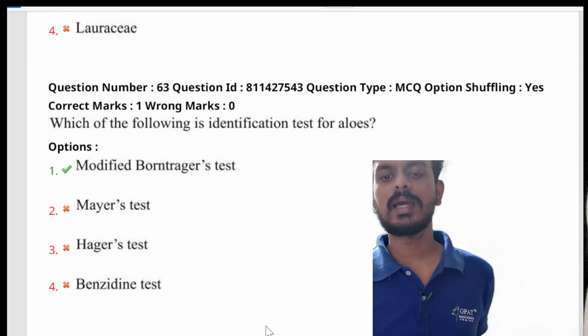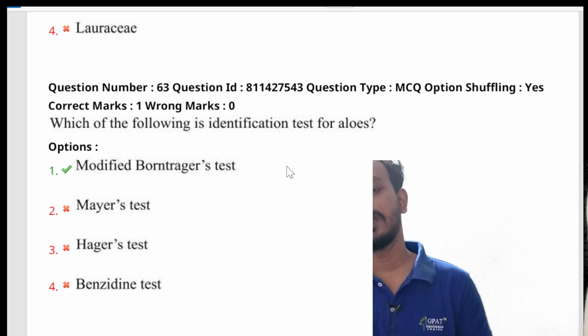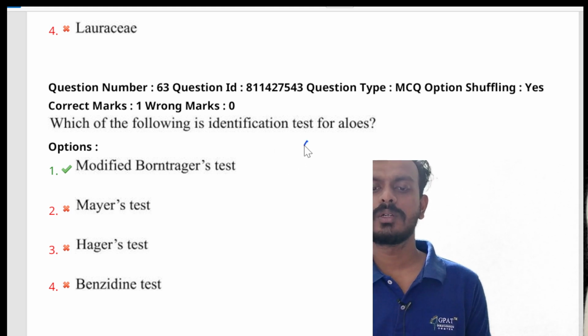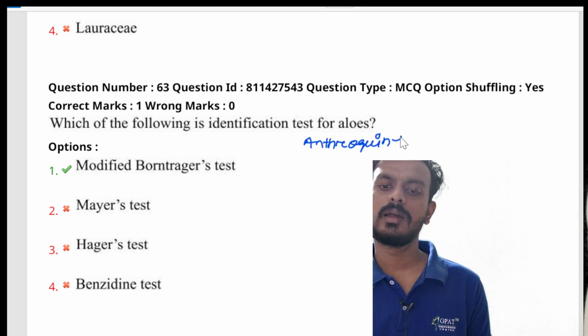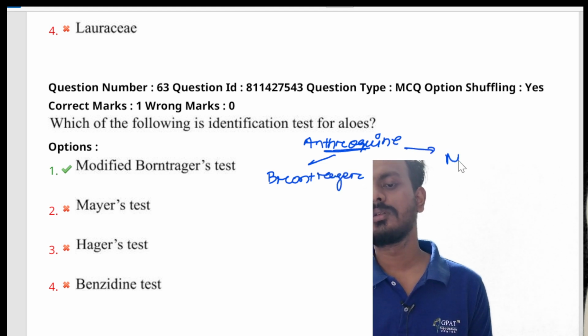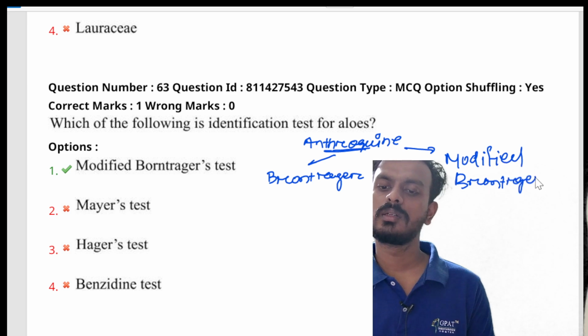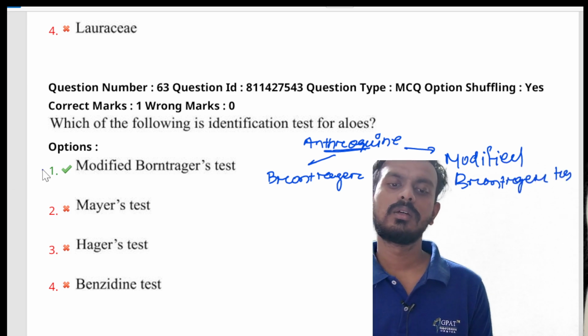Which of the following is the identification test for aloe? Yes, I have just told you. Aloe comes under anthraquinone glycoside. Two tests are basically employed. One is the Braun-Trager test, and another one is the modified Braun-Trager test. So option A is the correct answer.